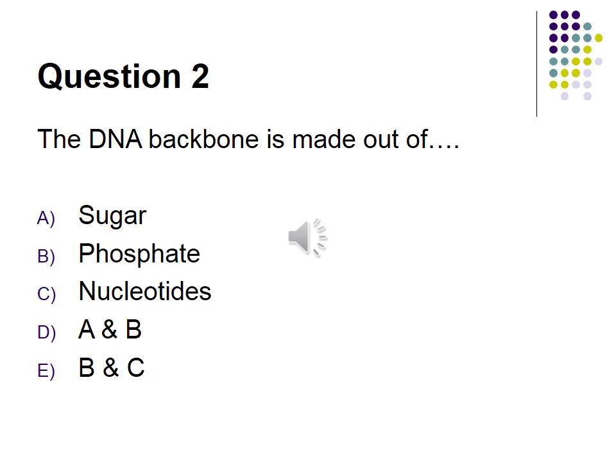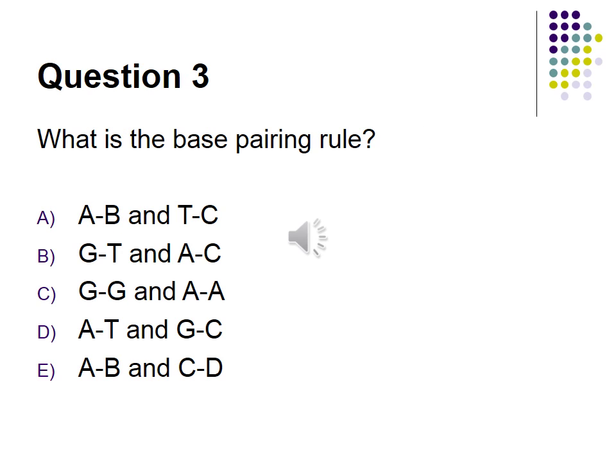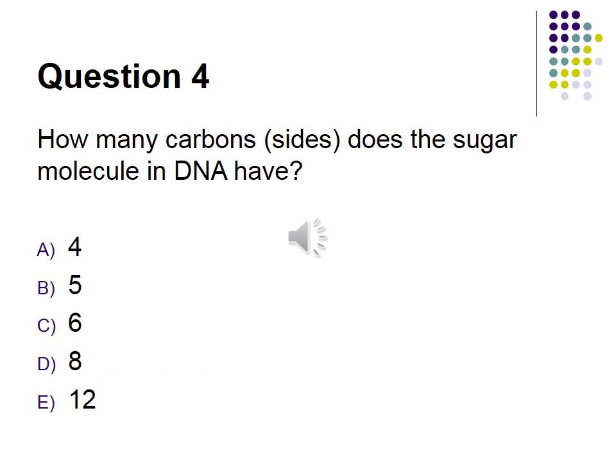Okay, your second question: the DNA backbone is made out of what? You should know this, we did it in class. What is the base pairing rule? We did some practice ones of these, so you should know which of these is how DNA pairs up. But think of the big ladder that we did in class. Which ones went together? How many carbons does the sugar molecule in the DNA have? We covered this in class. We numbered it. I hope you remember.